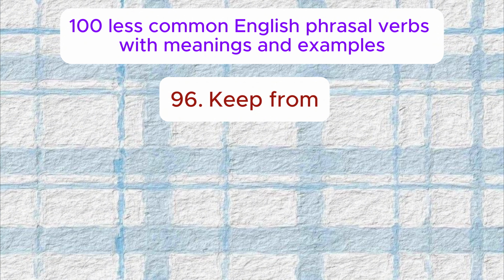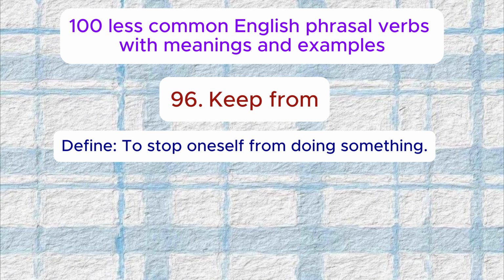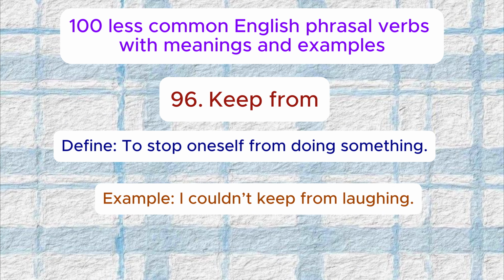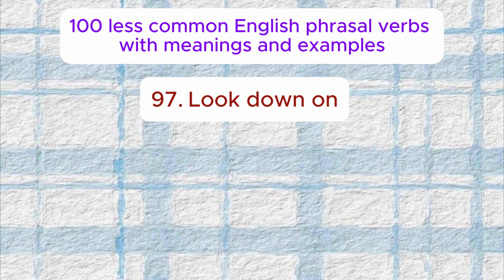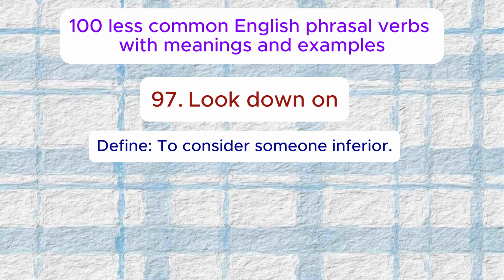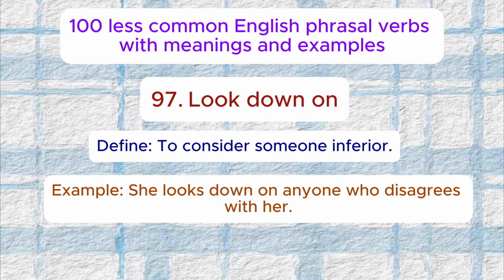96. Keep from. Define, to stop oneself from doing something. Example, I couldn't keep from laughing. 97. Look down on. Define, to consider someone inferior. Example, she looks down on anyone who disagrees with her.